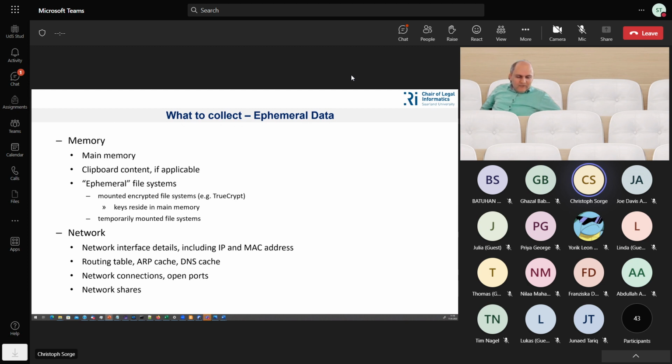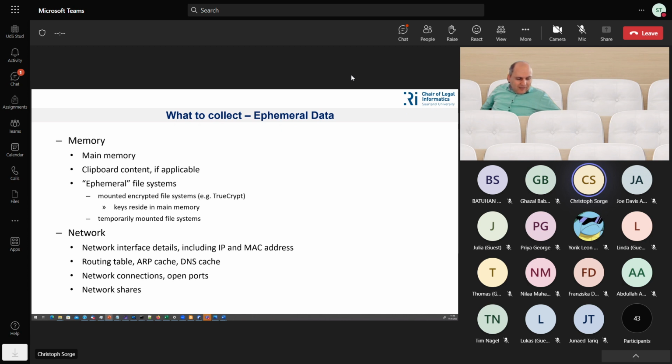If you want to know with which other computers your computer has communicated, for example, to see how malware has spread through the corporate network, then the ARP cache will give you that information, because it will usually only contain information if there has been actual communication.